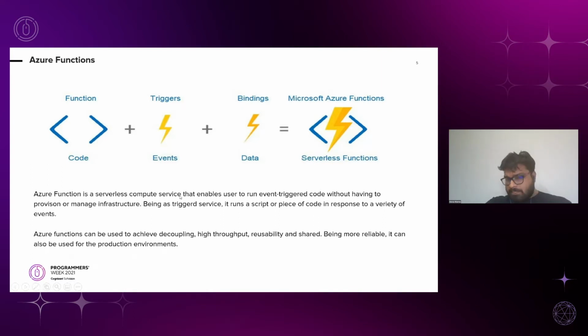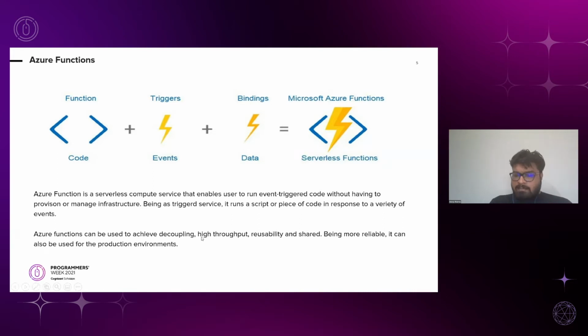Azure Functions is a serverless computing service that enables you to run event-triggered code, with the triggering based on an event, without having to provision or manage infrastructure. We don't have to worry about the infra. We can strictly write a function, define the event and how this function should work, and the binding of the data. We have to concentrate only on that. Being a triggered service, it runs a script or piece of code in response to a variety of events. There are different kinds of events that can execute an Azure Function.